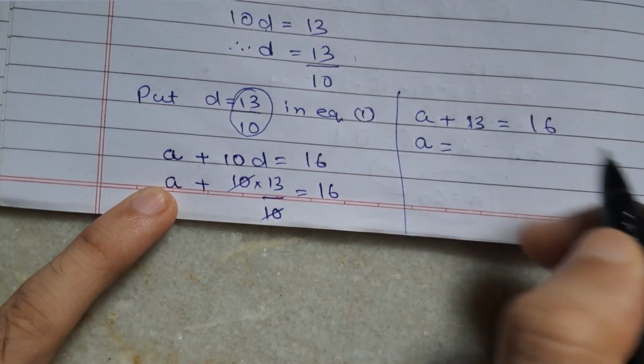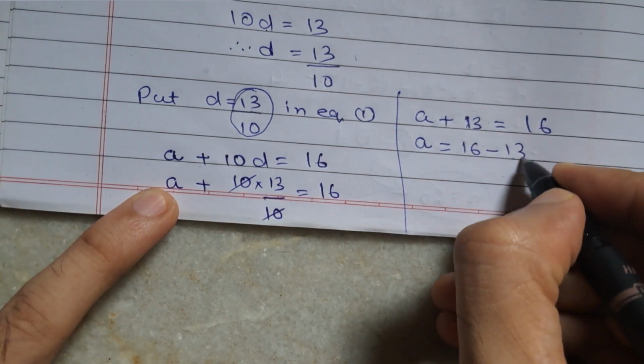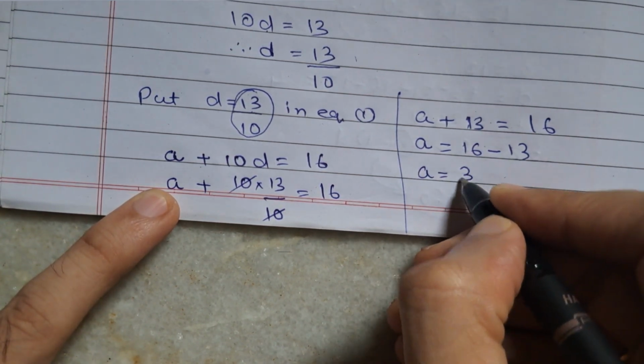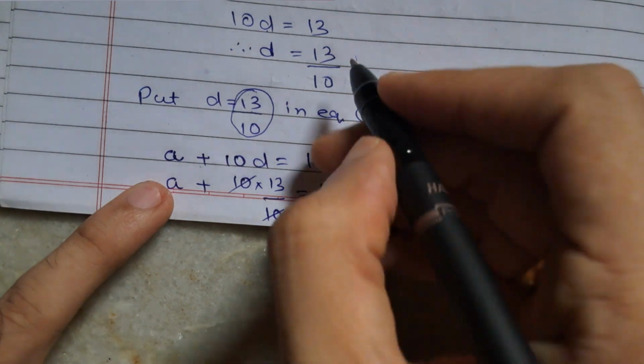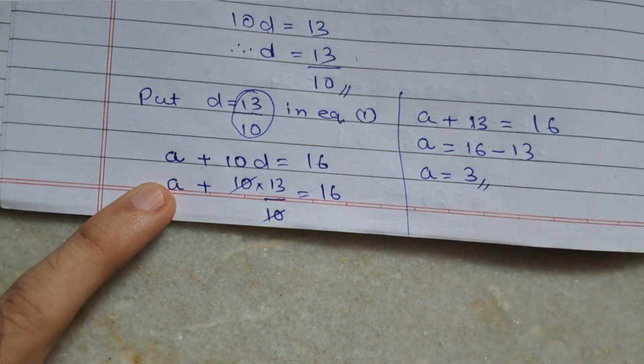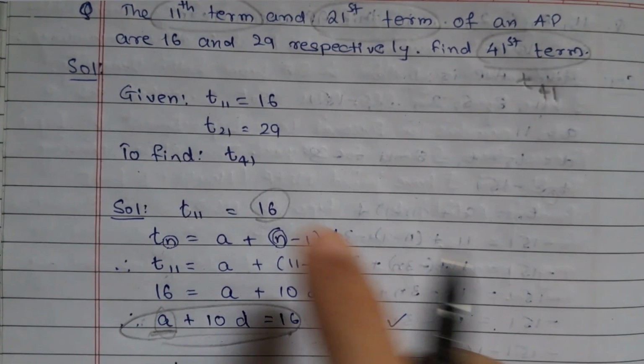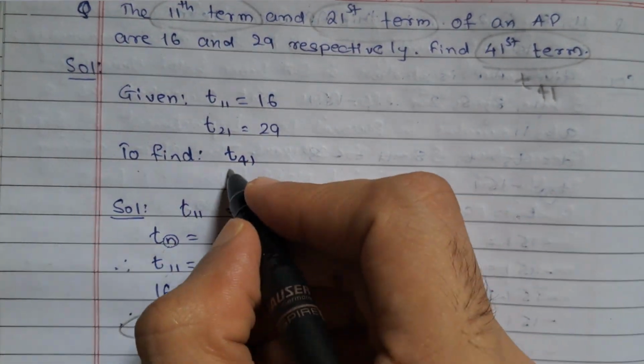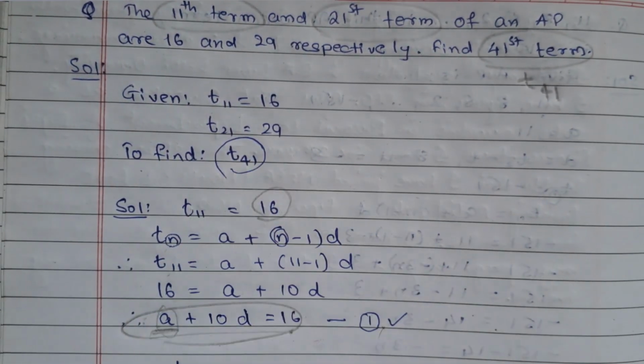I will send this 13 over there. It will become 16 minus 13. So I will be left with just 3. So I have the value of d. I have the value of a. Let me just see what my ultimate aim was. I need to find T41, right? So let's go to find T41 now.